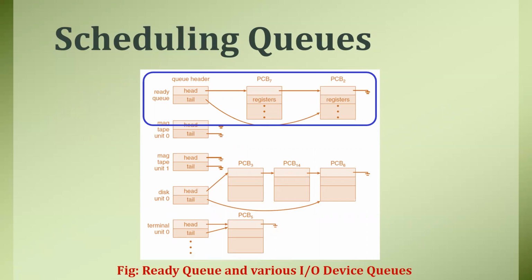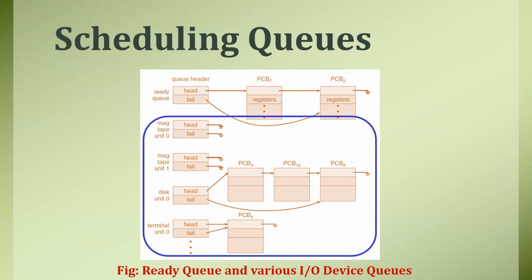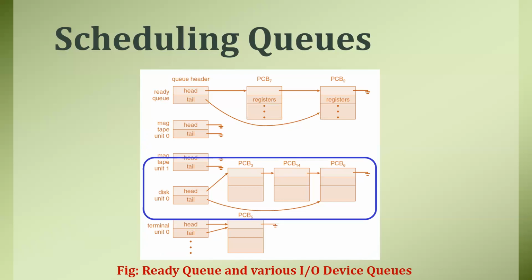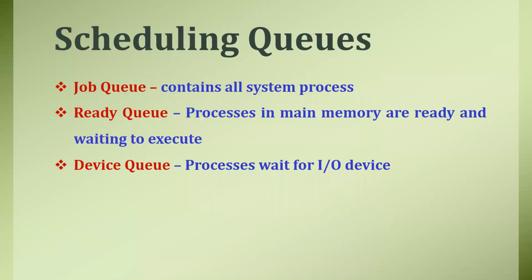When a process is allocated the CPU, it executes for a while and eventually quits, is interrupted, or waits for the occurrence of a particular event, such as the completion of an I/O request. Suppose the process is making an I/O request to a shared device, such as a disk. Since there are many processes in the system, the disk may be busy with the I/O request of some other process. The process, therefore, may have to wait for the disk. The list of processes waiting for a particular I/O device is called a device queue. Each device has its own device queue.